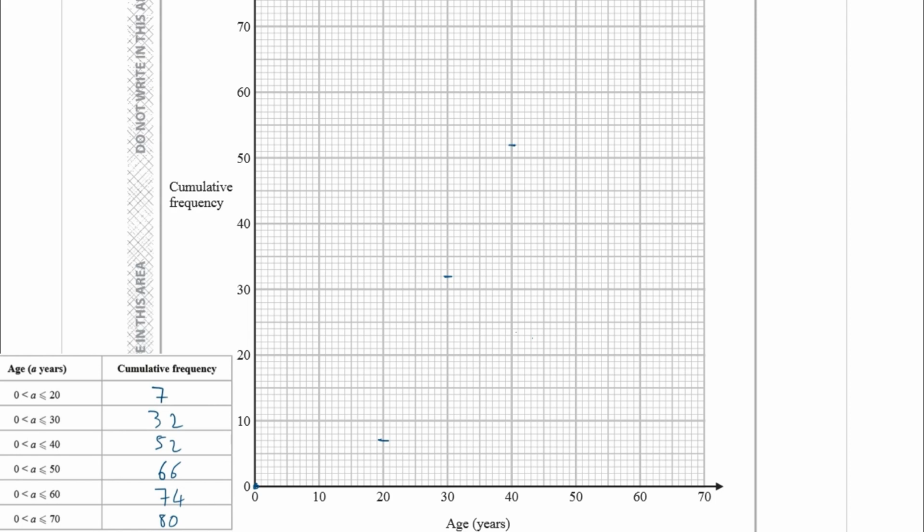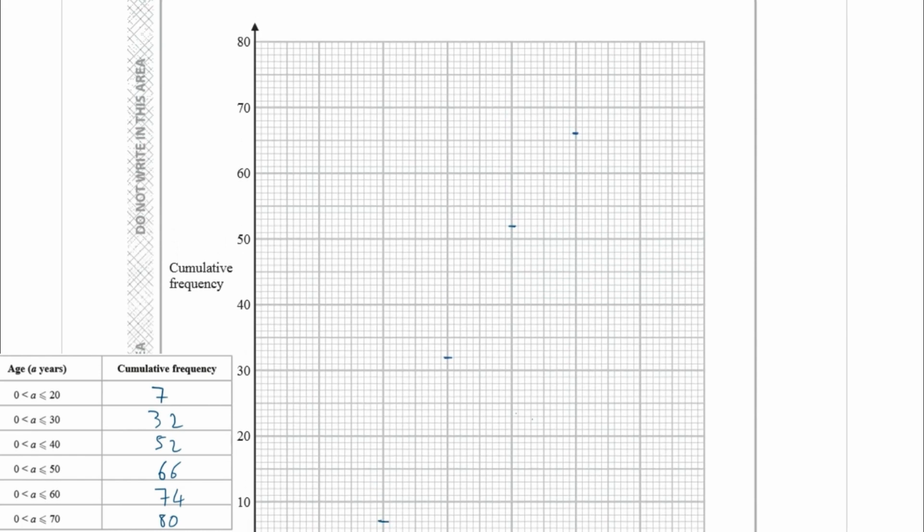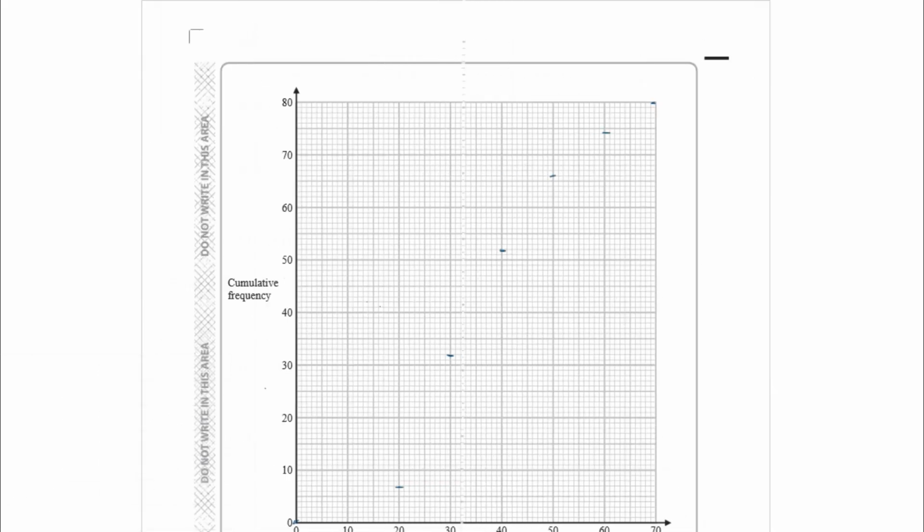And 50, so from 40 to 50, 50 will be the 66. So the 66 is going to go right above the 50 here. And for the next one, 60 will be 74. So 60 is 74, which is here. And we should end up exactly in the corner with 70 and 80. This is wonderful.